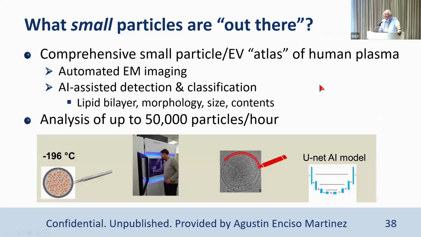So you can also ask the question, what small particles are present in normal human plasma? So if I collect blood from normal healthy humans, what small particles are out there? What Augustine is doing in Leiden, and I really like this work, is trying to make a comprehensive small particle atlas, an EV atlas of human plasma. He has developed a high throughput system where you can analyze up to 50,000 particles automatically, and you have AI-assisted detection and classification of the particles that you measure.